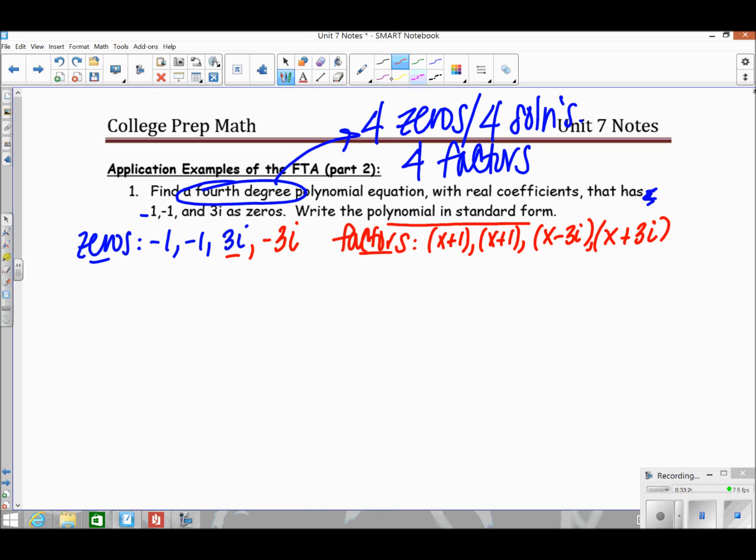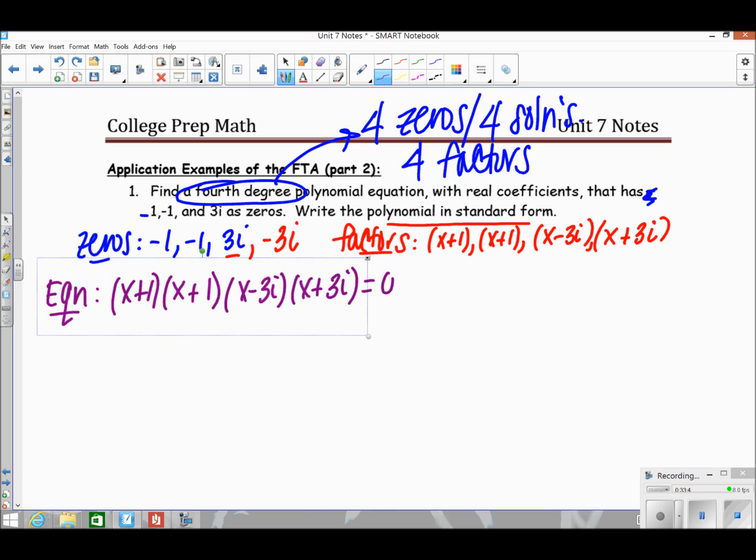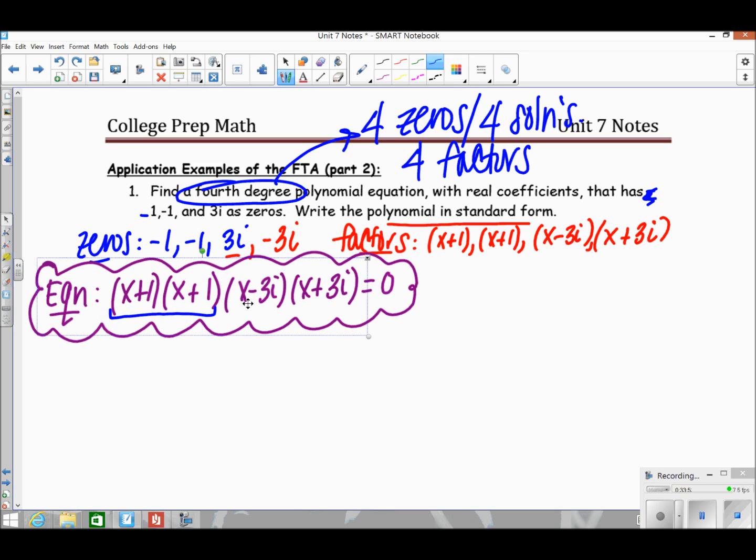And then for the equation part, all you do is take the factors and multiply them together, and we set it equal to 0 because we're trying to write the equation where these are the zeros. So x plus 1, x plus 1, x minus 3i, x plus 3i equals 0. Now, if it didn't say to write this in standard form, this would be my equation, and I'd be done. But because it tells you to write this in standard form, you need to multiply this out.